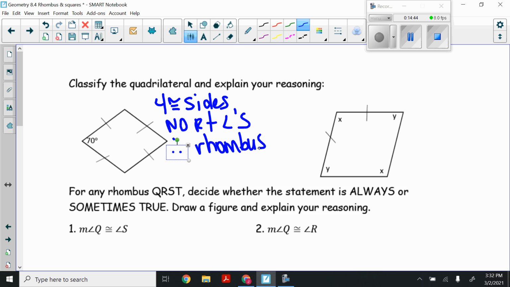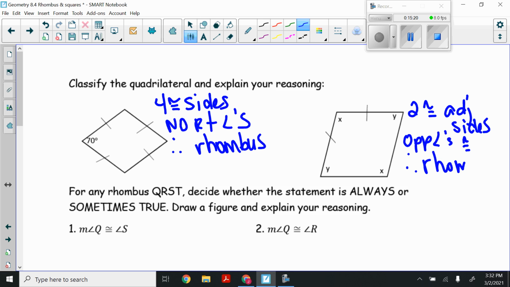Let's look at the next one. I have 2 pairs of adjacent sides congruent. So I have 2 congruent adjacent sides. I have opposite angles congruent. Right, so if I have opposite angles congruent, then I know I've got a parallelogram, rhombus. So rhombus right now is the top one that I've got. I don't have enough to say that this is a rectangle or a square because I don't know that those angles are 90. So all that I can say here is that this is a rhombus.